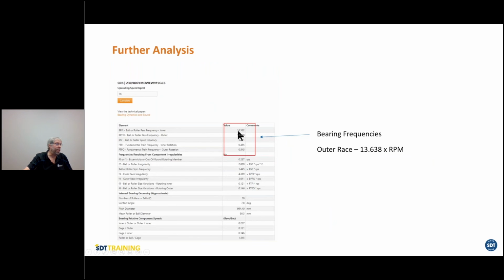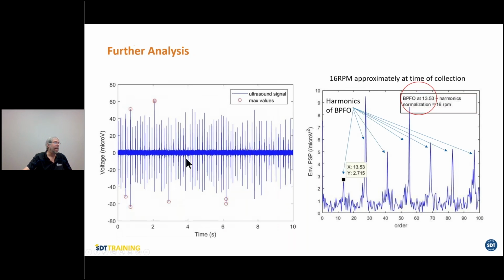Then we put in the bearing defect frequencies to get the frequency we're looking for. Then, of course, here's the impacting event as well, and the harmonics of the outer race, which was all calculated, all using our wonderful technology of ultrasound.